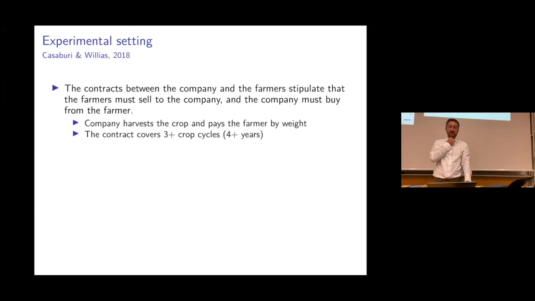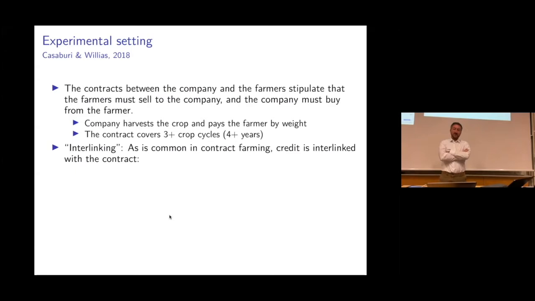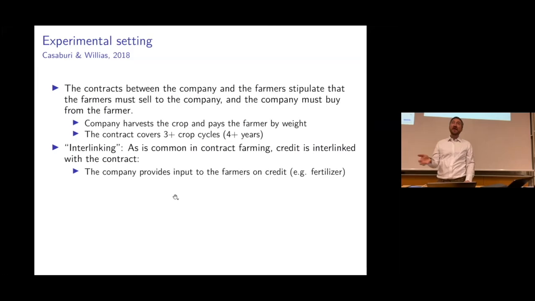And in addition, there's something that Lorenzo and Jack call interlinking. And that means that there's credit interlinked with the contract. And that's a common feature of contract farming. So in practice, that means that the company provides the input to the farmer. So for example, fertilizer upfront, and then it just subtracts the cost of that from the harvest later.